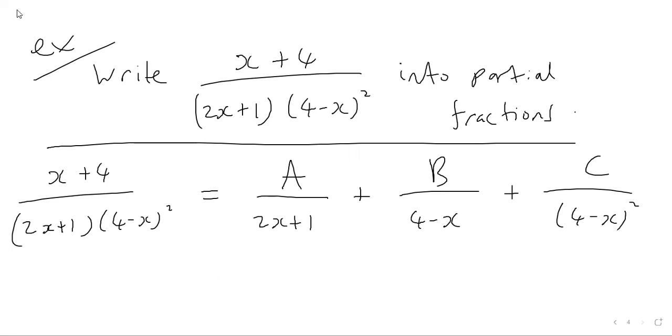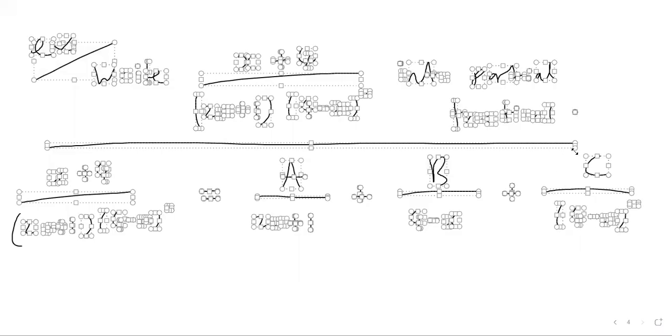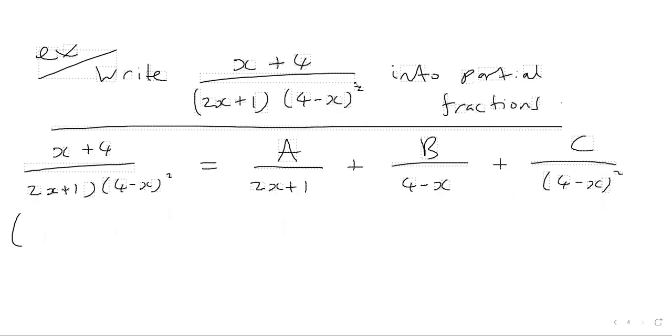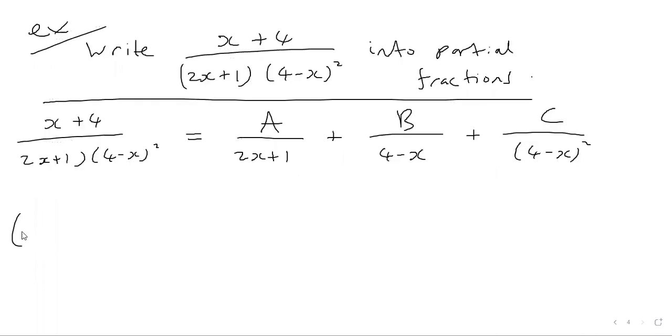Now it's a case of just finding out what A, B, and C are. That's what we need to work out. So how could we do this? Let me just move my writing up. So again, we're going to multiply both sides by this denominator on the bottom, like we did before in the previous video.